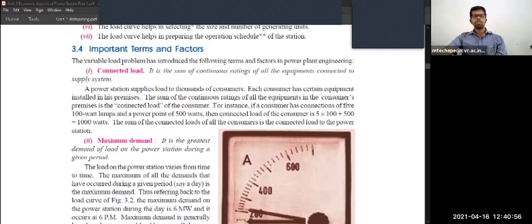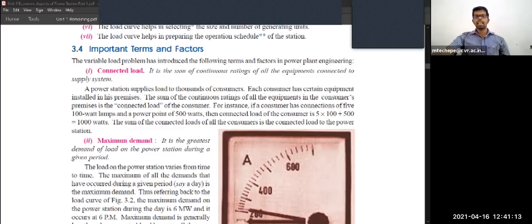And here, if you see, what is the connected load? Connected load is nothing but the sum of continuous ratings of all the equipment connected to that particular supply system. So connected load might be like infinity.